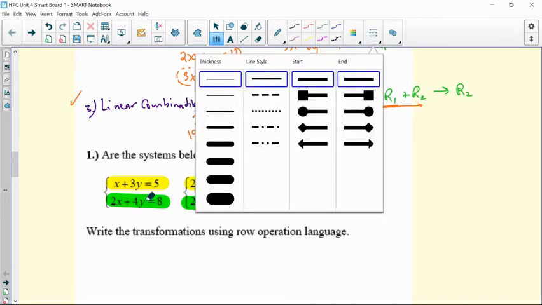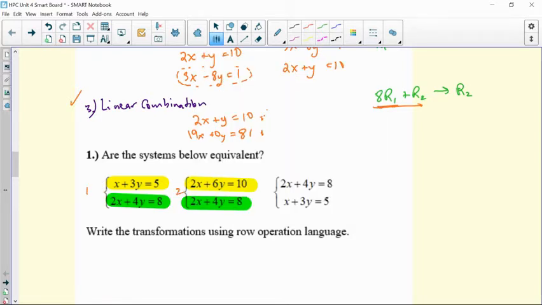So I would say that, yes, if I call this system 1, and this system 2, and this system 3, 1 and 2 are definitely equivalent. Because to get from 1 to 2, what I'm doing is I'm taking 2 times row 1, and I'm putting it back into row 1. I'm just doubling all those coefficients.